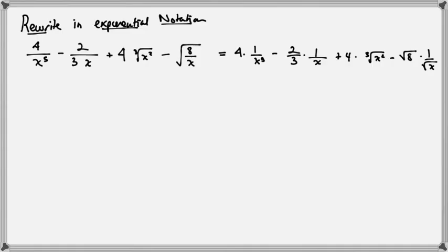Once I've really thought about what the coefficients are, I can now tackle the problem of what to rewrite each variable expression as, what power of x I should write it as. One thing to keep in mind is if I have reciprocals, those become negative exponents. So the first term is 4 times x to the minus fifth. The next term is minus 2/3 times x to the minus 1.